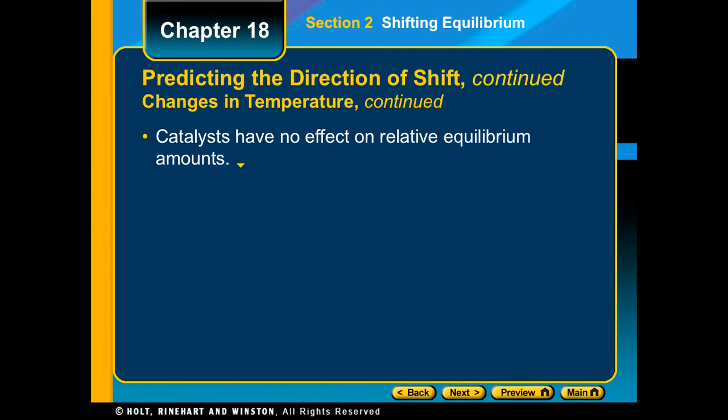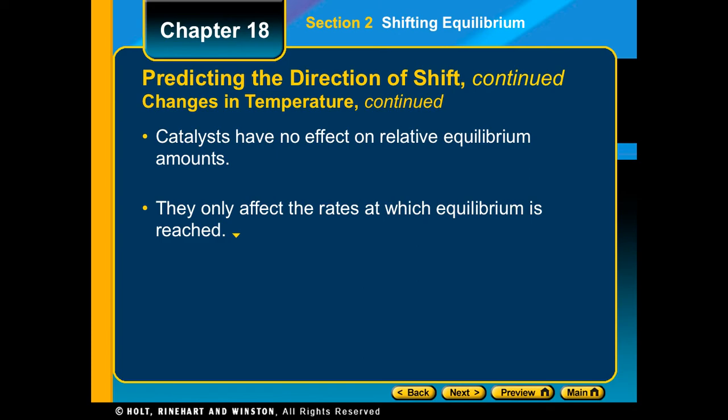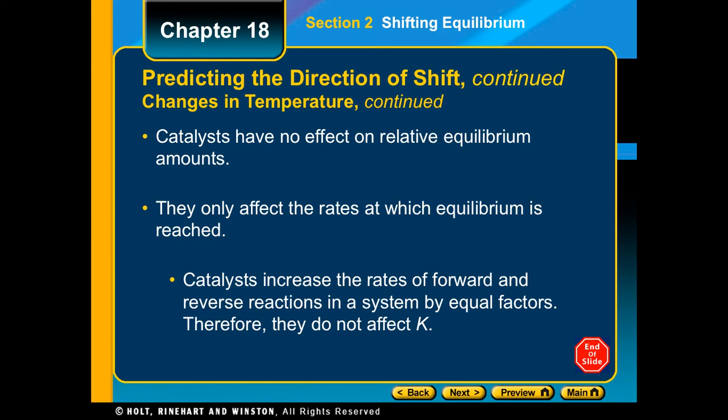So the catalyst is the compound or the element that enters the chemical reaction affecting its rate without itself being changed. Also, catalysts have no effect on relative equilibrium amounts. They only affect the rates at which equilibrium is reached. And catalysts increase the rate of forward and reverse reactions in a system by equal factors. Therefore, they do not affect K.